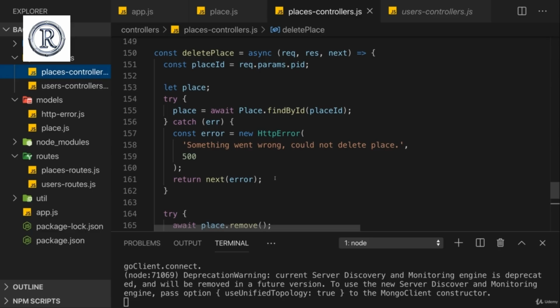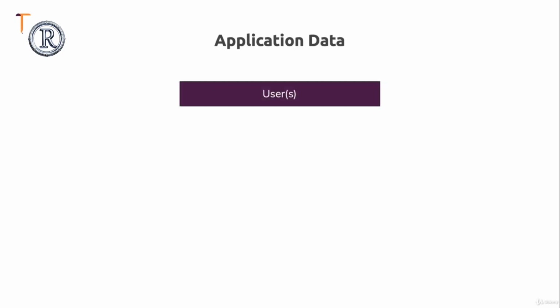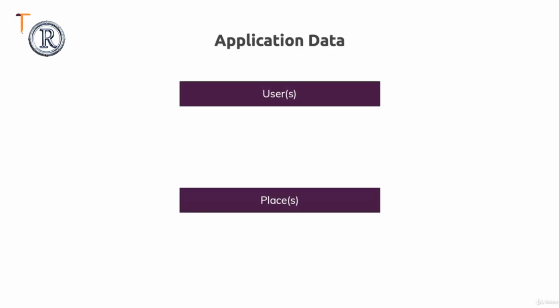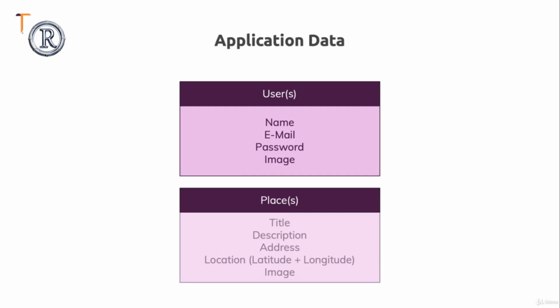And this actually shows the two things that are missing. The first thing is the implementation of this user sign up and login logic. And the second thing is the relation between the users and the places. Because if you think about our application data, then we have these users and these places, and each user has different properties, for example, the name, the email, the password, and the user image. And we have the places with the title, description, the address, the location, and the image. This is what we built already.